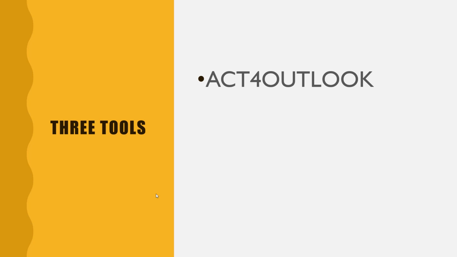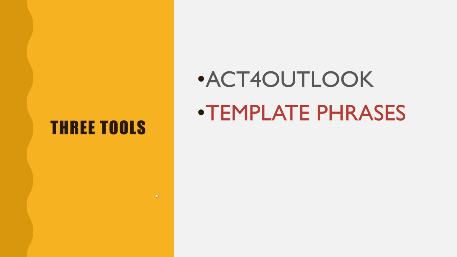As an Outlook and Act user, there are three tools that I usually recommend right off the bat. Act for Outlook. The next one is something called Template Phrases. Template Phrases is about $50. It's a one-time purchase.